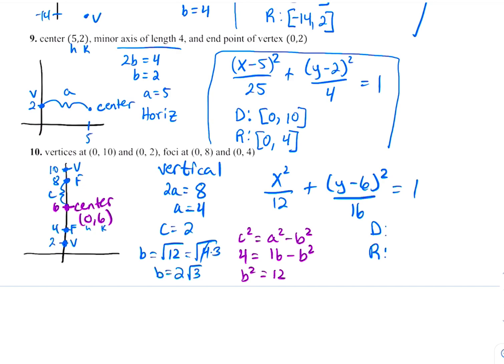All right, so domain is left to right. So that means it's this way. So since my vertices are up and down, that tells me I need to use my co-vertices. So I'm going to add and subtract my B value to the x of my center. So 0 minus 2 square root of 3 is negative 2 square root of 3. And then 0 plus 2 square root of 3 is positive 2 square root of 3. And then range is up and down, so that's going to be between my two vertices. So my y's are between 2 and 10.